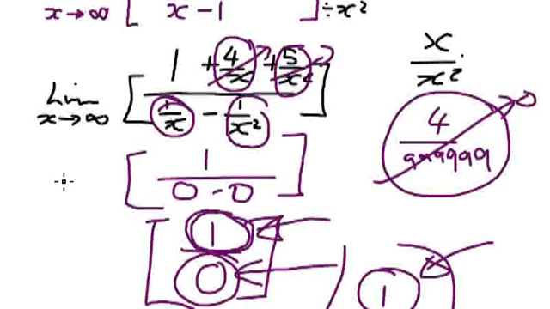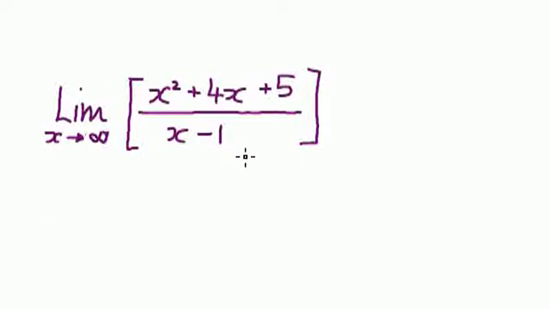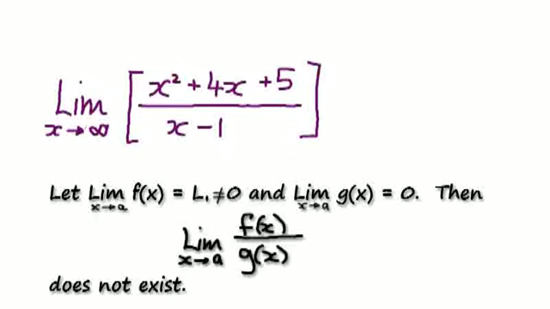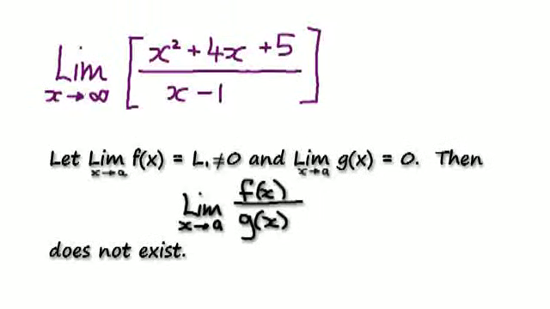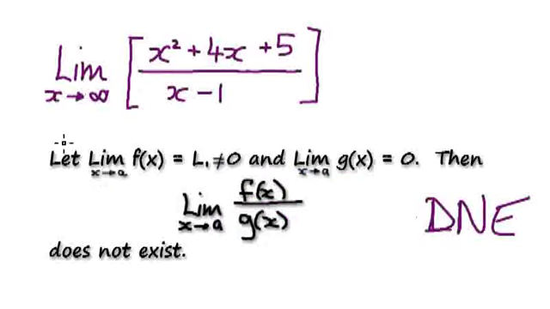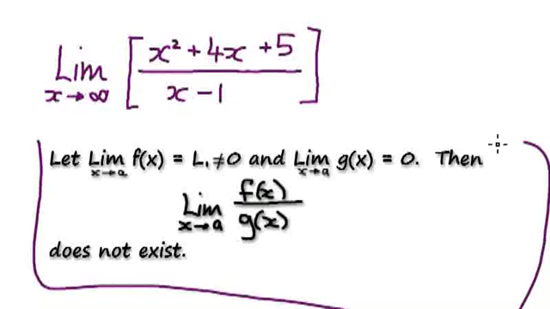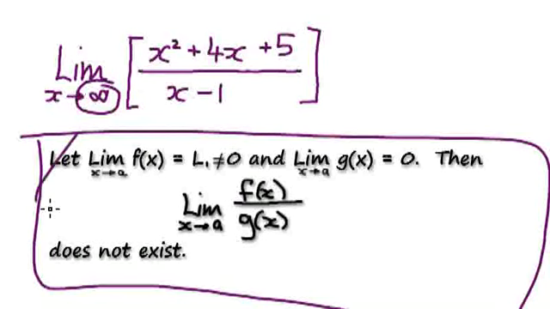Well, here we've got to a stage where we have 1 over 0, and then you could be tempted to use this theorem here, which I've stated many times in the past, where if you have a quotient, and this has a limit other than 0, and this here has a limit of 0, then you can say that the limit does not exist. Well, you see, this theorem is good when the limit is heading towards one specific point. Here, this theorem breaks down because our limit is towards infinity.